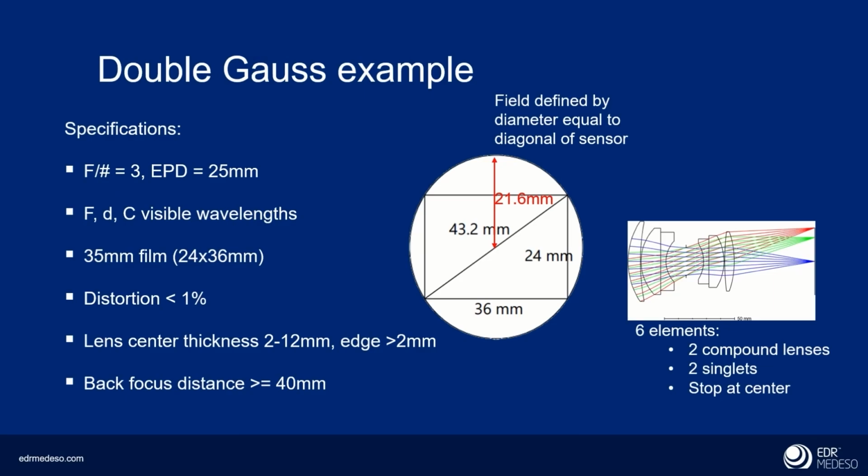So let's say you have the following specifications of a system, and we are using a double Gauss to image onto a film or sensor, which is 24 by 36 millimeters. When we define the fields, we will use the diameter equal to the diagonal of the sensor so that the fields cover the whole sensor or image plane. So we'll define our fields differently this time in terms of image height. We require less than 1% distortion, and we have similar limits on the lens thicknesses. And we want a minimum back focal distance of 40 millimeters. This might be to allow for more room for other components later on in the design.